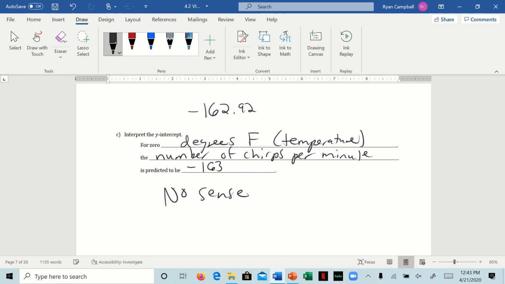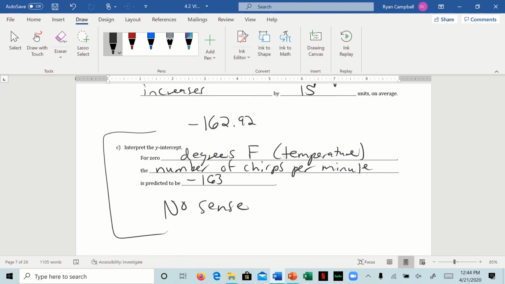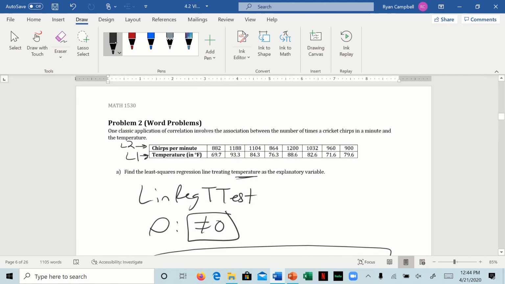You can't have a negative number of cricket chirps. You either have 0 or positive. You can't have a negative one, right? Which is okay. It's okay that our y-intercept doesn't make any sense. It's just good to know. So we can only go so far. We can't go so far as 0 degrees Fahrenheit. We need to keep it within our range. If we see what our range was for temperature, it was between 69.7 and 93.3, right? 0 is too far away from that data, so you can't predict the further it gets away.